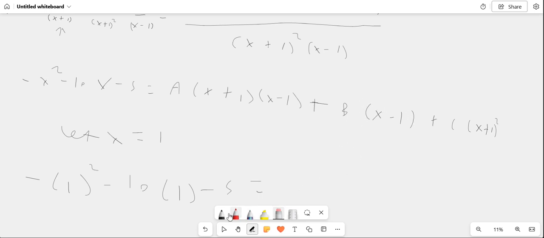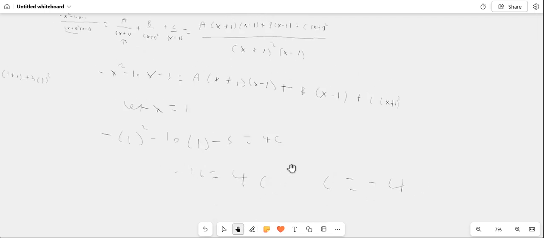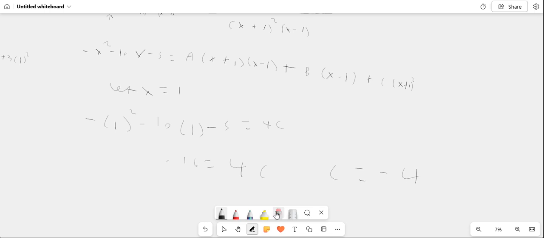1 minus 1 is 0 times b is 0, and then 1 plus 1 is 2, squared is 4, so that's 4c. And so hence now, on the left hand side, you've got minus 16 if you put that in your calculator, and here you've got 4c, so therefore c is equal to negative 4, yeah? Alright, calm. Now we've got c, now we need to find a.